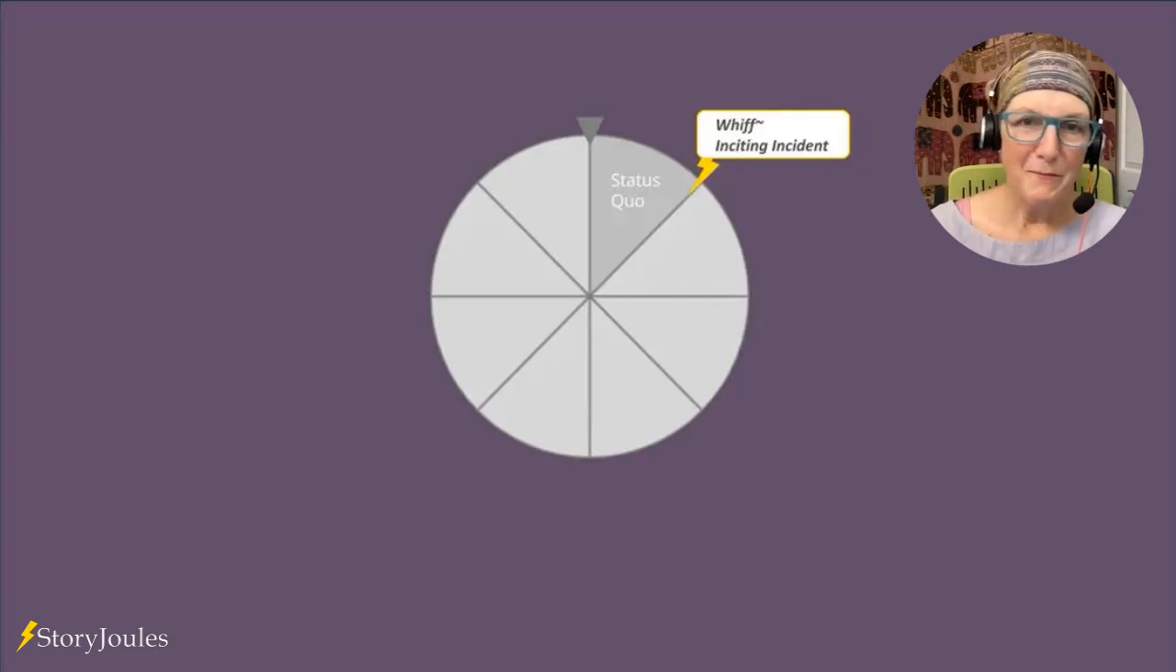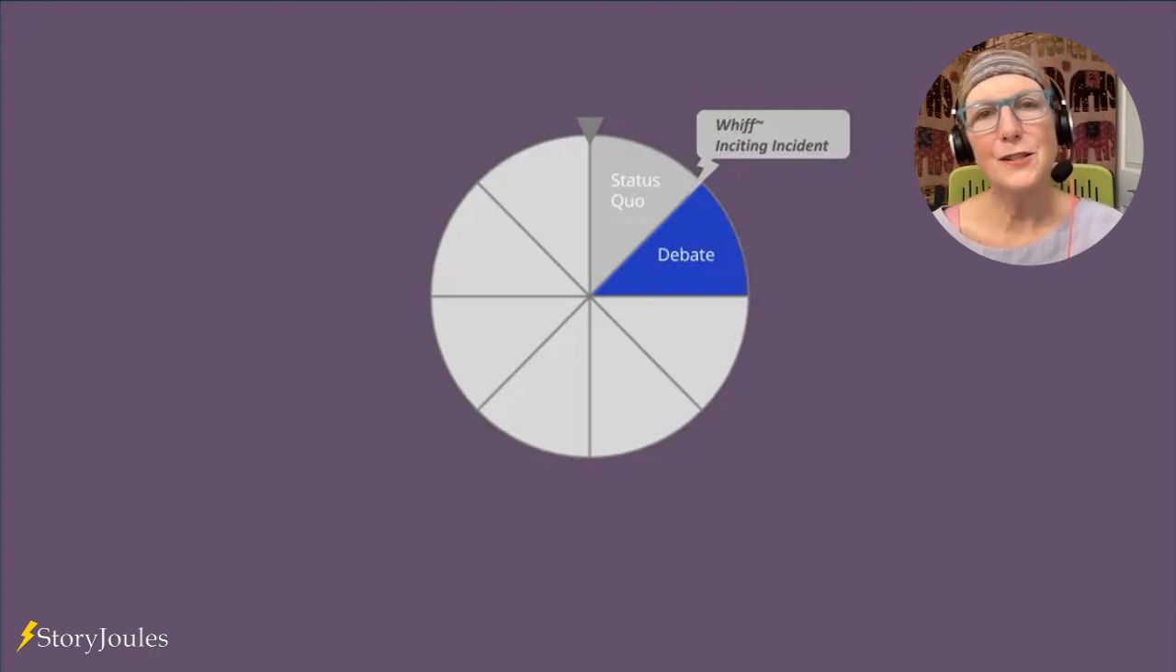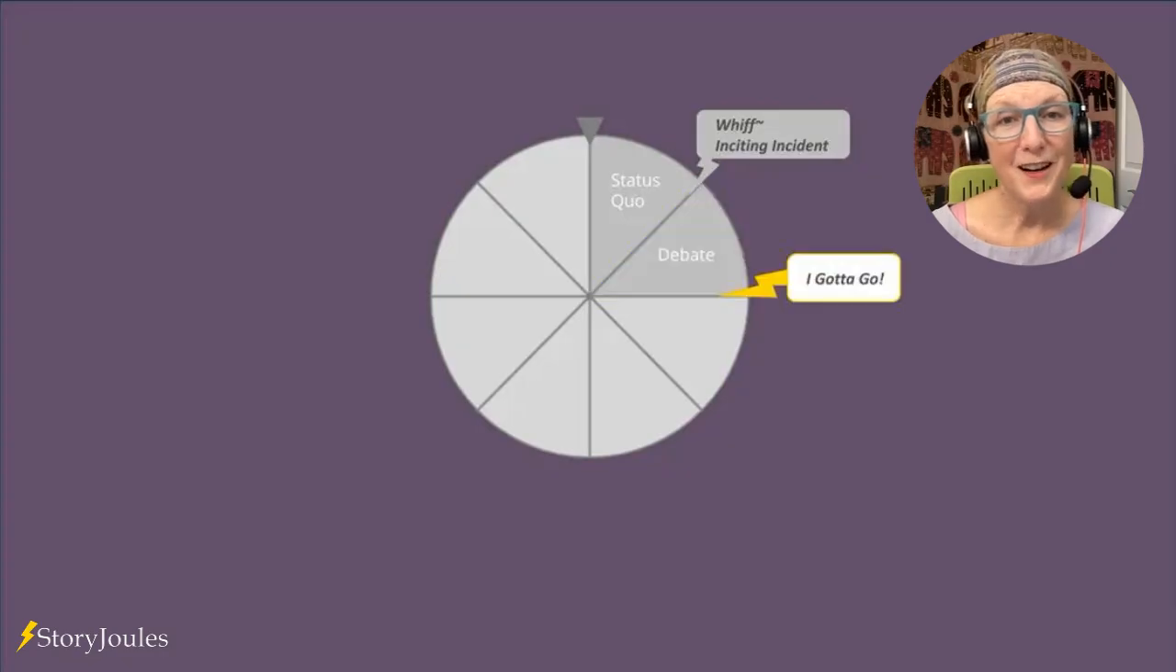And Maximus doesn't have much time to debate that choice because he quickly is presented with a different choice. Will he swear allegiance to the new emperor or not? And Maximus chooses not to. I gotta go. I gotta get out of here. And the I gotta go must be the avatar's choice.